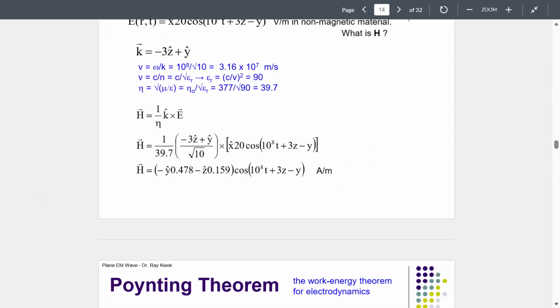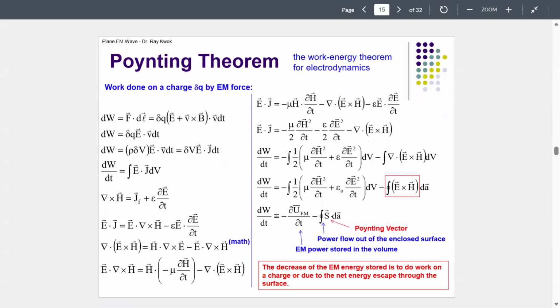Okay, so the next topic I'm going to skip, but you might read something sometimes called a Poynting vector. You know the name. Okay. Poynting vector is nothing more than E cross H. This is called a Poynting vector, or S.